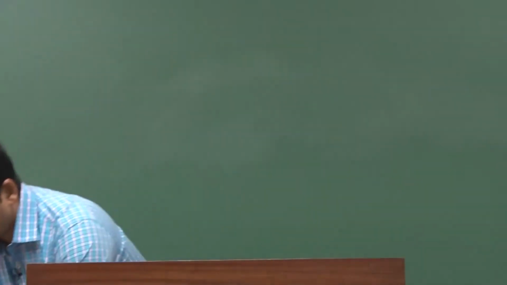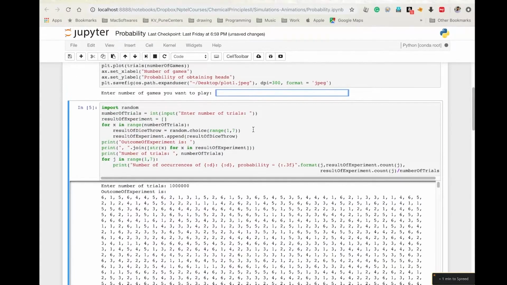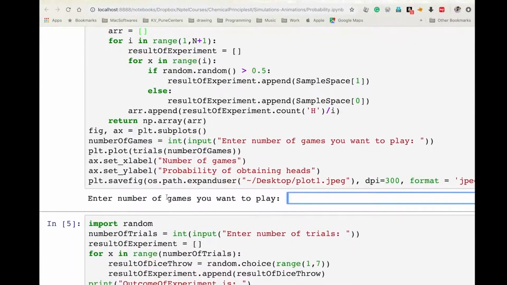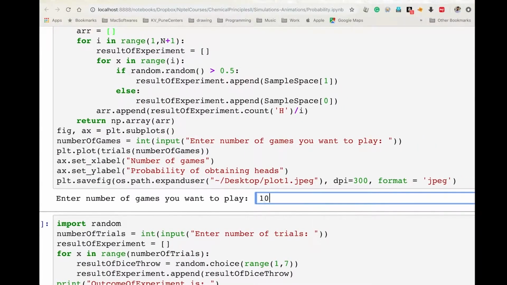So, we are defining a random number and drawing head and tail, and we can do it as many times as we want, and we will show the probability of getting head as a function of number of trials. So, you see this is a program that is written in Python. We are going to run the program and it is asking to enter the number of games you want to play. Okay. We say we want to play only 10.